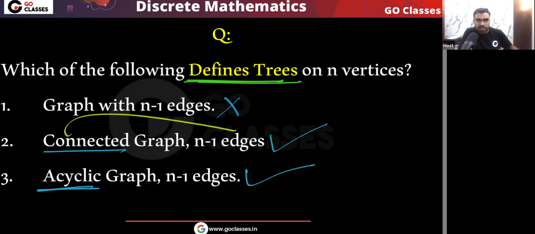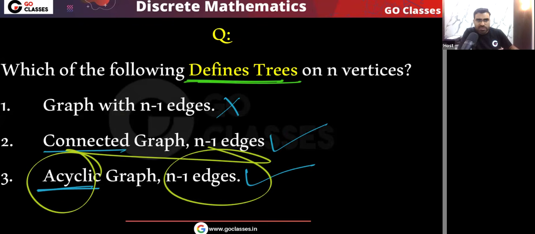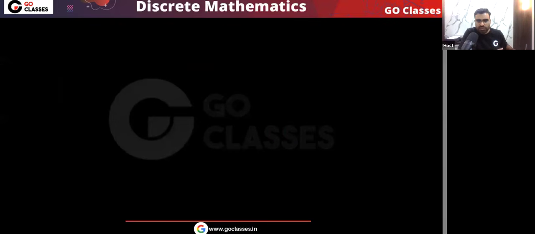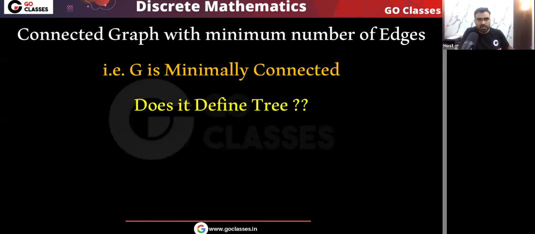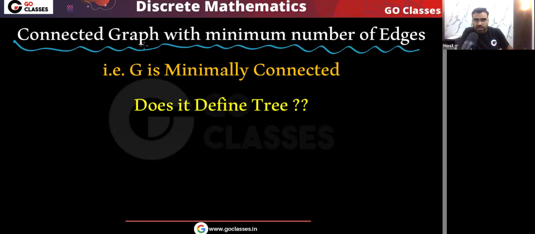Connected graph with n minus 1 edges, that is the definition of tree. Acyclic graph with n minus 1 edges, that is also the definition of tree. Tell me the answer for this. Connected graph with minimum number of edges, is this the definition of tree? The answer is yes. Again, the answer is yes.